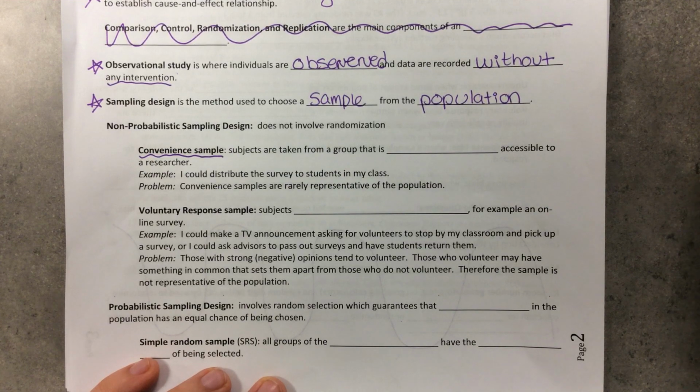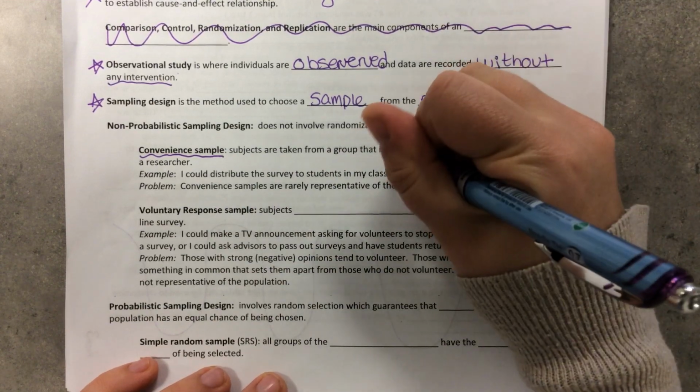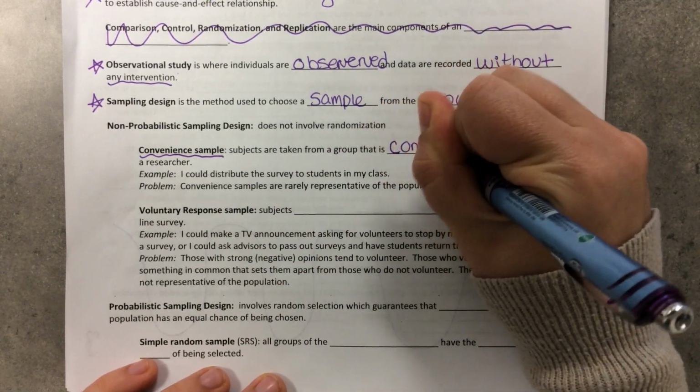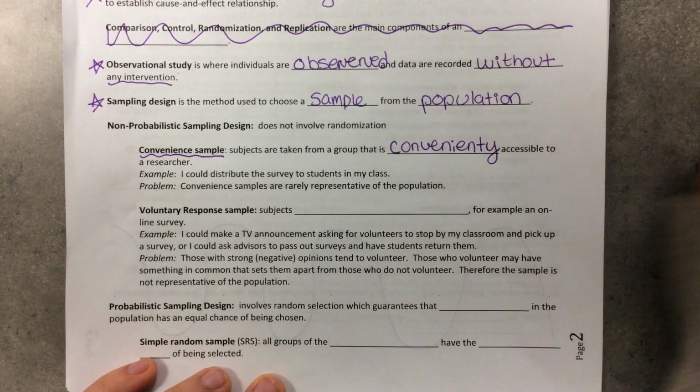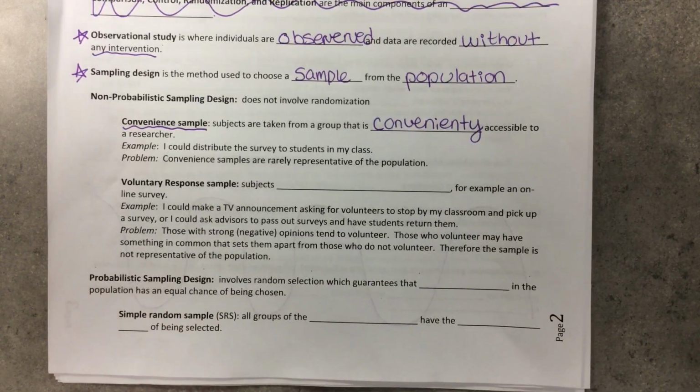If something's convenient, like a convenience store right around the corner, it's convenient for you to get to. So subjects are taken from a group that is conveniently accessible to a researcher. So for example, you guys are convenient to me. You're right here. I don't have to go anywhere. So you guys would be a convenience sample.